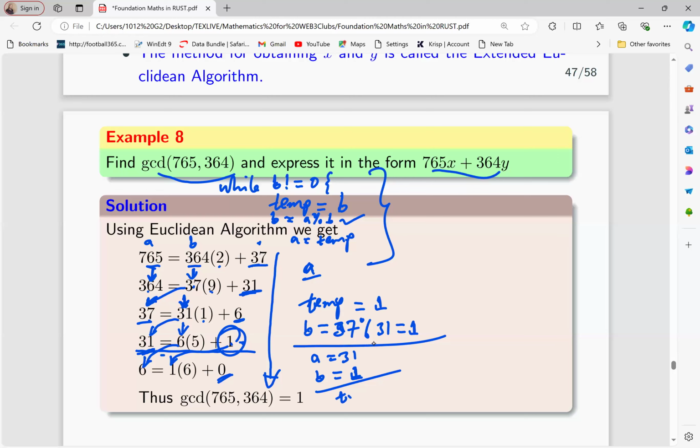you begin with the temp to be 1. And then what about B? B is A divided by 1, the remainder is 0. So what about A? A is what was in the temp. So this is our GCD. That's the point I wanted to explain.